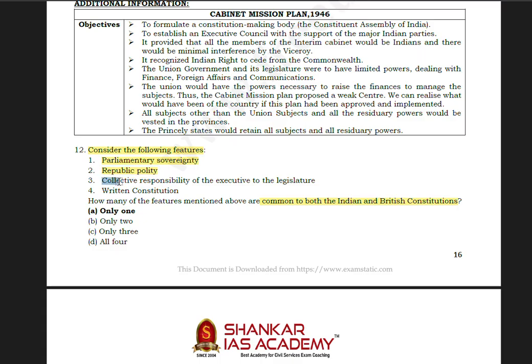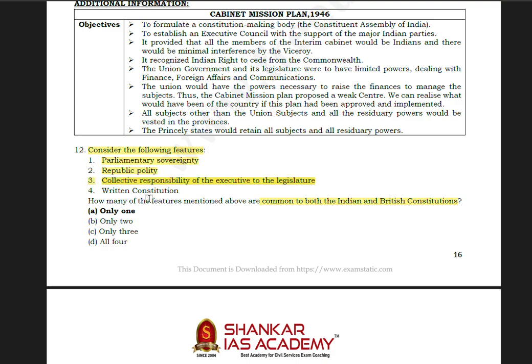Now let us see statement number three, the collective responsibility of the executive to the legislature. Yes, this is common to both the countries. In the UK, it is the collective responsibility of the executive, meaning the council of ministers, to the legislature, that is the House of Commons. This practice is also prevalent in India, because the council of ministers, which is the executive, is responsible for its acts to the legislature, that is the Lok Sabha. This question has already been asked by UPSC, on which house the council of ministers is responsible to. So collective responsibility of the executive lies to the legislature, in the Indian context to the Lok Sabha. So three is correct, what is common between these two nations.